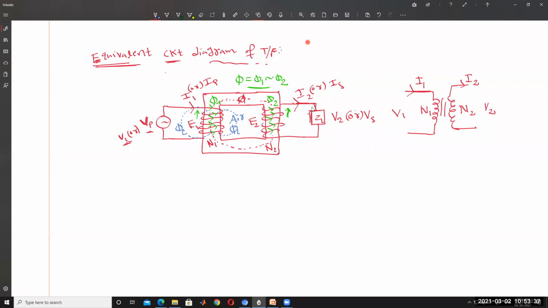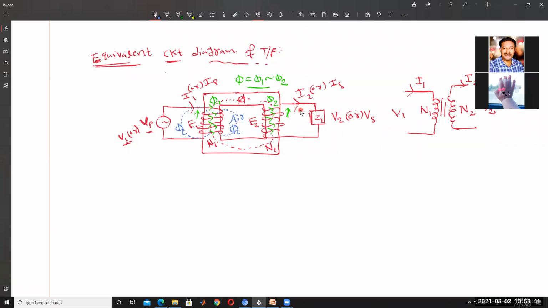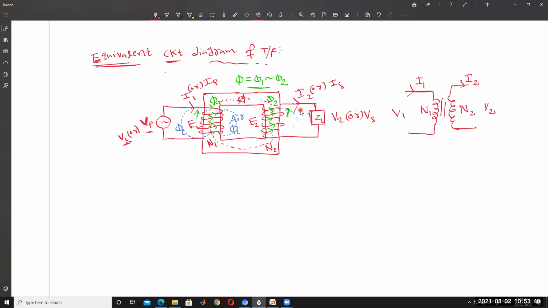When your load is connected, phi 2 is increasing. Because of phi 2, some amount of flux on the secondary side is also passing into the air. This flux is also called leakage flux. Understood? What is meant by leakage flux? What is meant by useful flux in this transformer core?